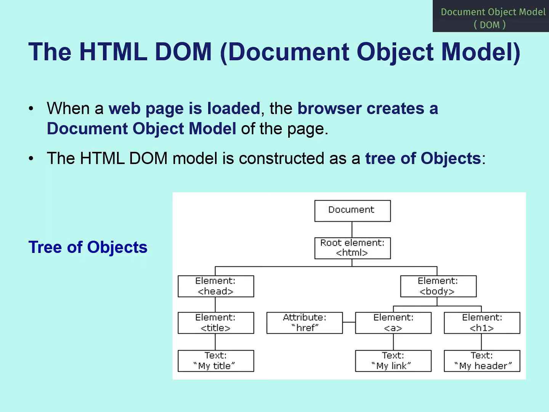HTML DOM means HTML Document Object Model. When a web page is loaded, the browser creates a Document Object Model of the page. A web page is an HTML document. Whenever an HTML document is loaded, the browser creates a corresponding Document Object Model of that page. The Document Object Model is constructed as a tree of objects.